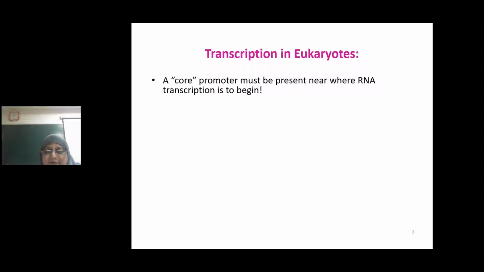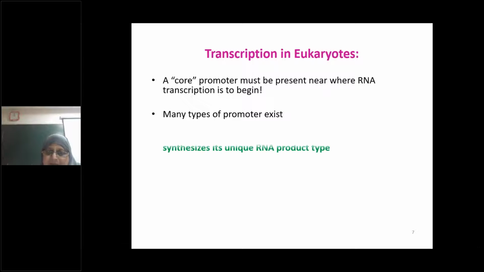Now, for transcription to occur in the eukaryotes, a core promoter must be present near where the RNA transcription is to begin. And there are many types of promoters seen in the eukaryotes. Each type of RNA polymerase, either 1, 2, or 3, will look for its own unique promoter, and they will synthesize their own unique RNA product type.